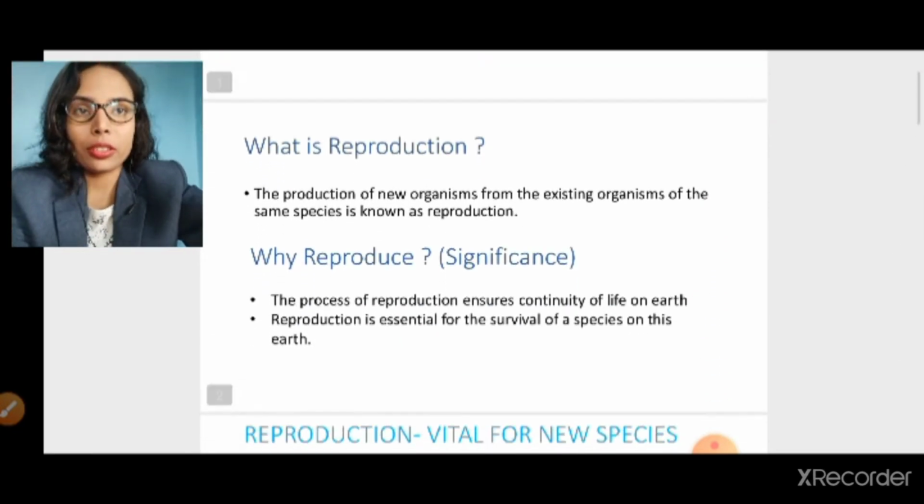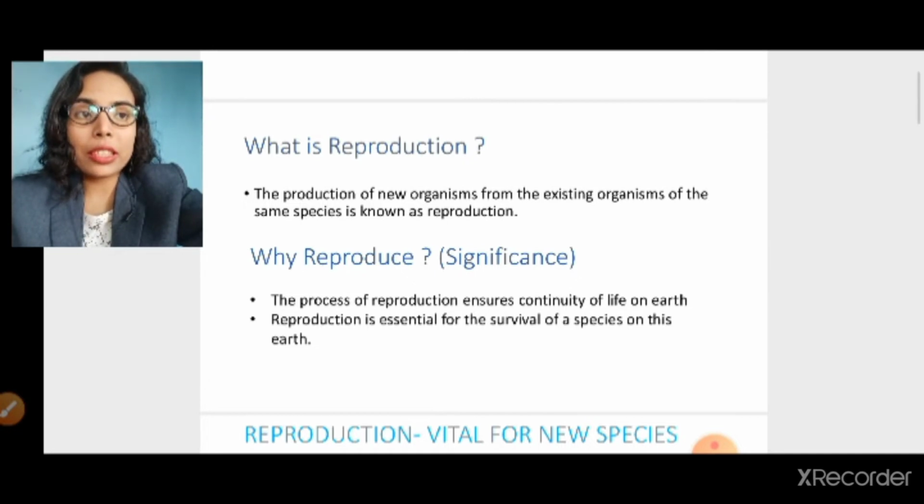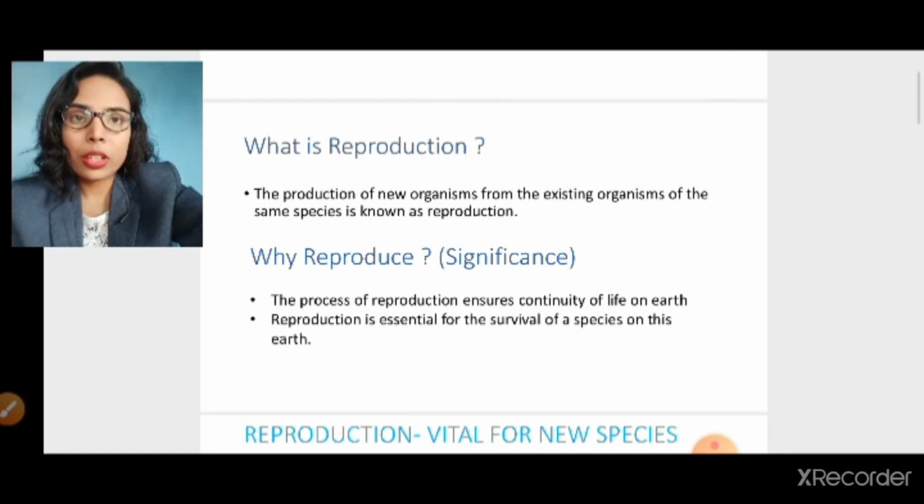What is reproduction? The definition of reproduction is the production of a new organism from an existing organism of the same species. Why reproduce, or what is the significance? The process of reproduction ensures continuity of life on earth. Second point, reproduction is essential for the survival of a species on this earth. Suppose any species does not reproduce and they die, what happens next? They become extinct from the earth and we can't see the same species on earth.